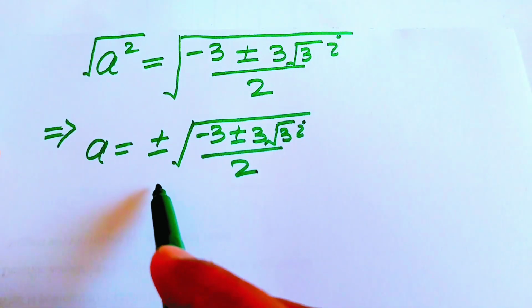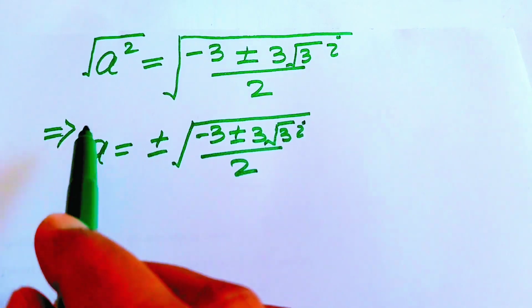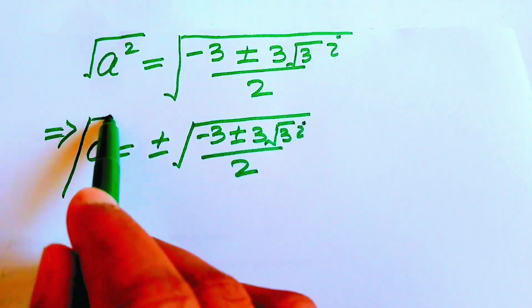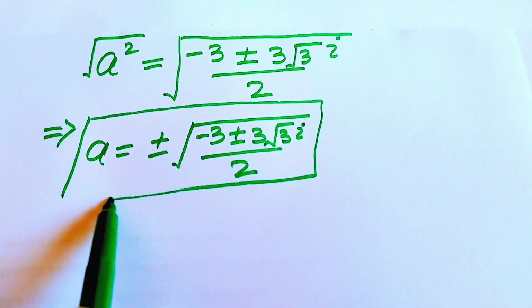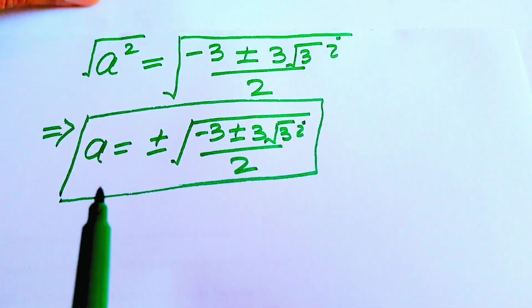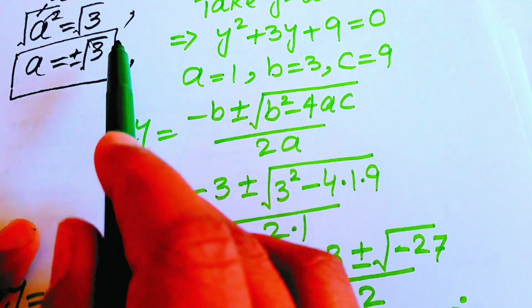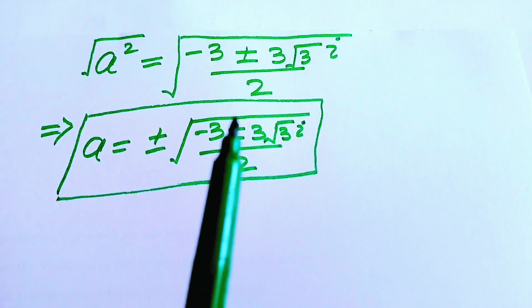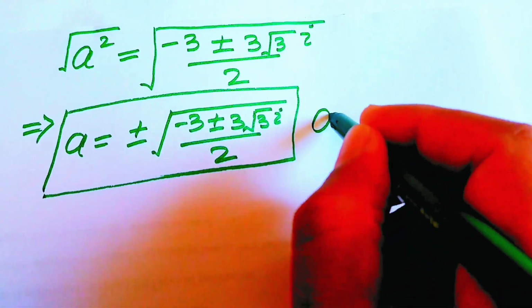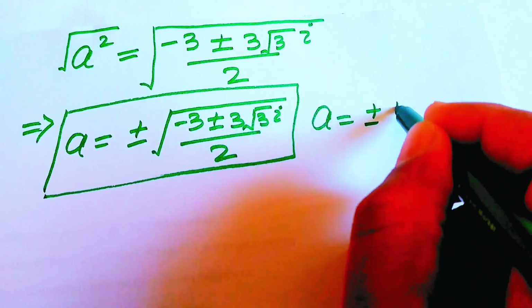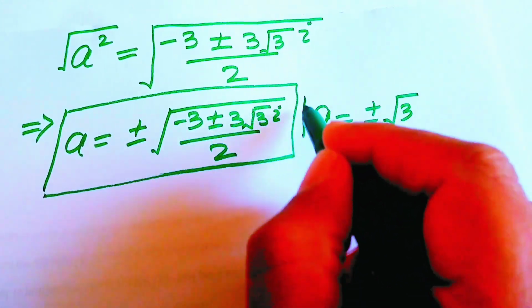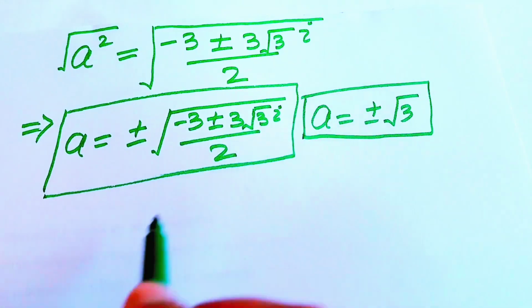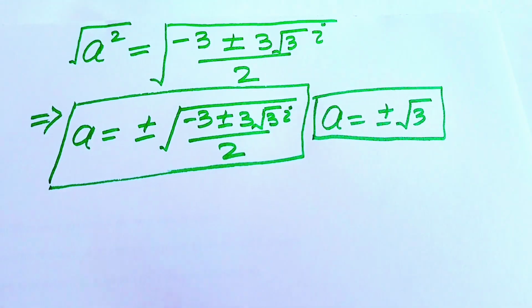So this equation gives us the four roots, four different values of a. So these are the four roots of the given equation, and these are the other four roots, and we write the two real roots as plus minus square root of 3. So these are the total 6 roots of the given equation, and this is the final answer.